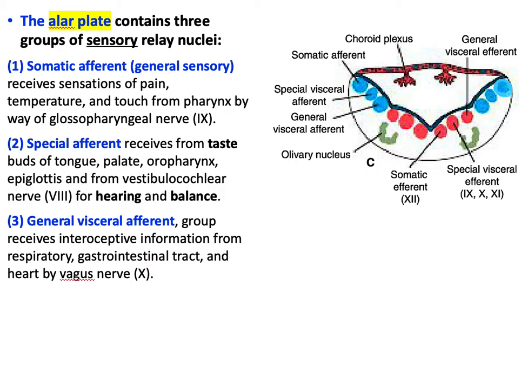And you have again the special visceral afferent. When you say special afferent, that means special afferent, not special visceral efferent. When you say special visceral efferent, that means muscles related to the pharyngeal arch. But special visceral afferent means taste and hearing, right? This is the location of taste, because taste from the posterior 1/3 of the tongue is carried by the glossopharyngeal nerve, and taste from the palate and glottis also by cranial nerve number 10, the vagus nerve, right?